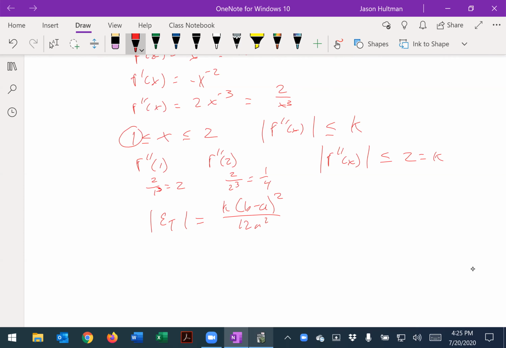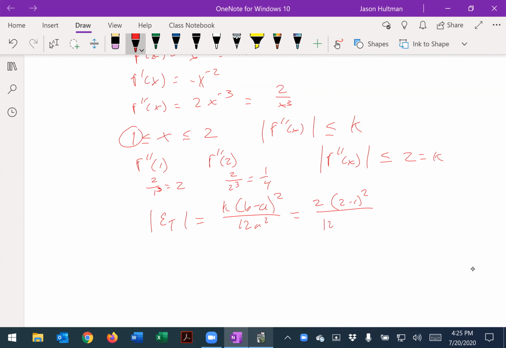12n squared. Okay, so k is going to be equal to 2 times (b minus a), well, that's just (2 minus 1) squared. That's just going to be 1, all over 12 times n.